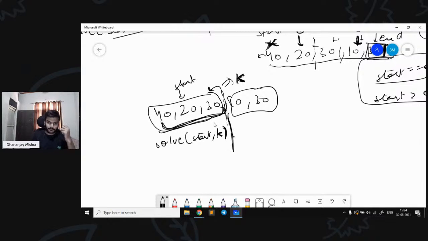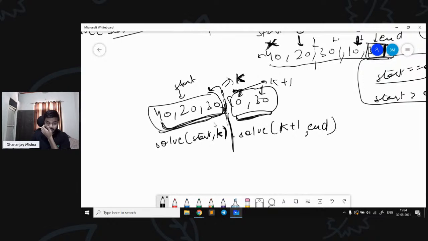Now for this right part I will call my recursive function again, and for this the start will be k plus 1, right? Because we are partitioning here, so this one will be k plus 1, right? This one will be equal to k plus 1 and end will remain the same, right? So in this manner, if I do the partition of this point again, it will be calling this solve function again and again.